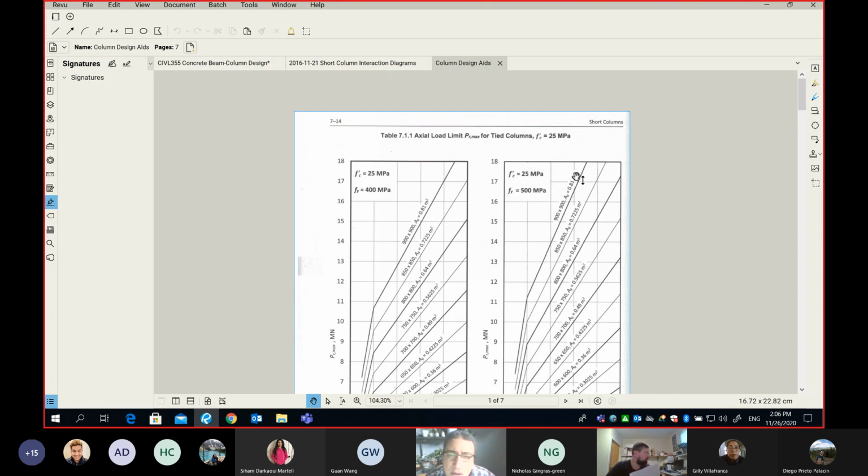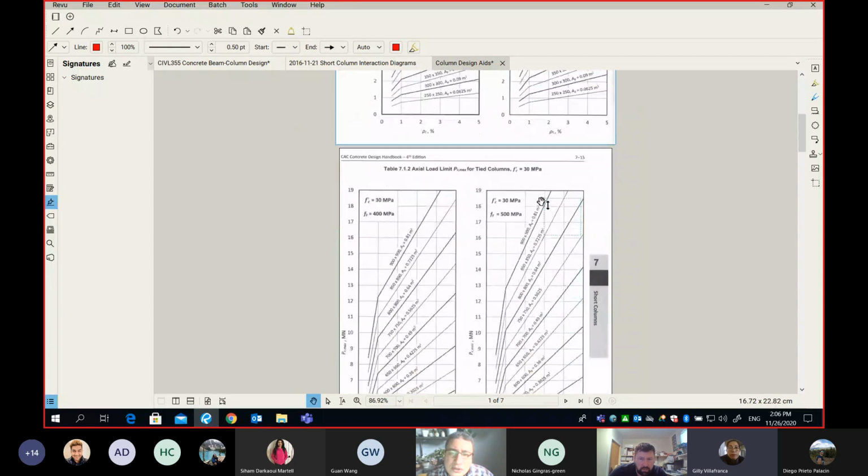What characterizes this chart? You can see here, this is for f'c 25 MPa, and f_y is 400, and this chart is for 25 and 500. What do you think? Can I use this one, or should I be looking for another one? No, you can't use that. We're not using that. Exactly.